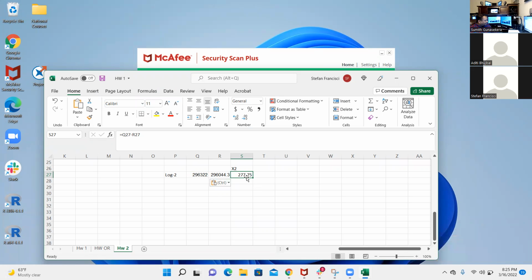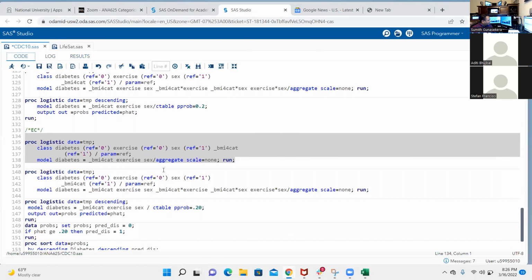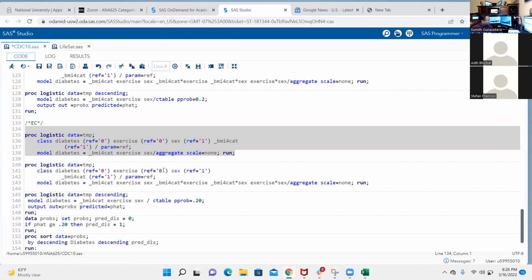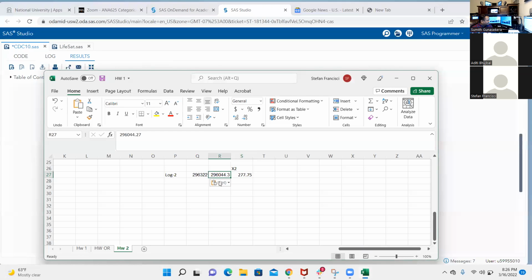But we don't see this value in SAS, correct? We can't. Go back to your code. I want to see the code again. The one that you highlighted, BMI for cat, exercise 6, what's the value for that one? The value for that one is 296,322. Okay, what's the other one? That's the other one, 296,044. Okay, go back to the code again.